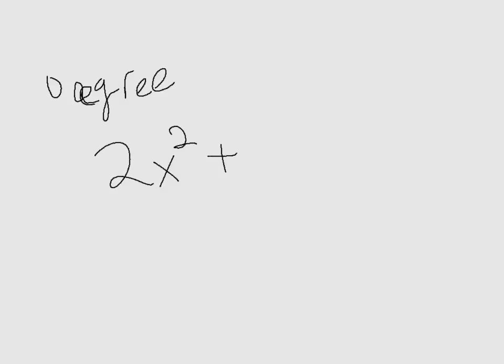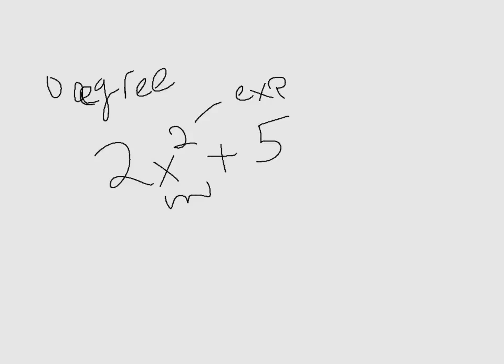The degree of a term is basically the sum of all the exponents in an expression. So in the previous case we had 2x squared plus 5. For 2x squared plus 5, we can see that we have a variable here, x, with the exponent of 2. This is our exponent here. And the 5 is known as a constant because there is no variable beside it.